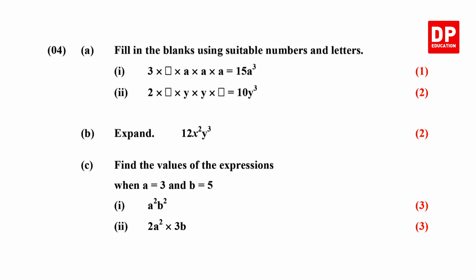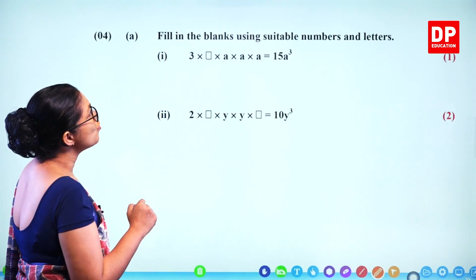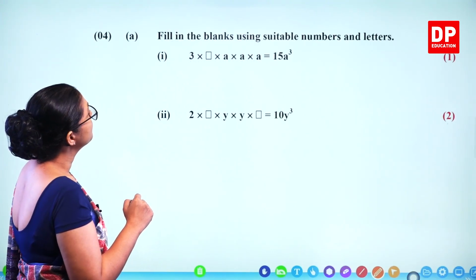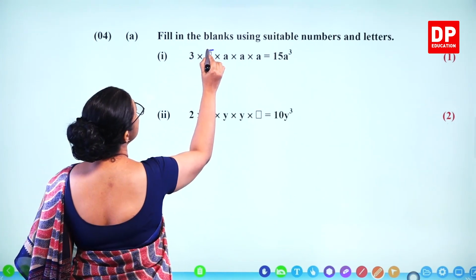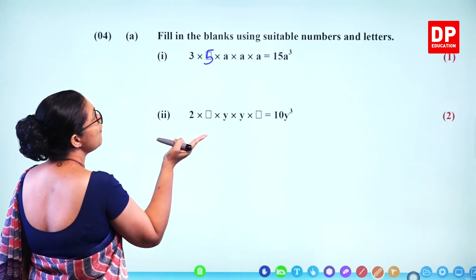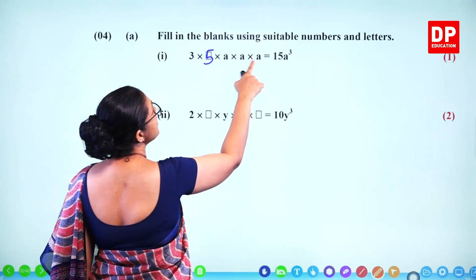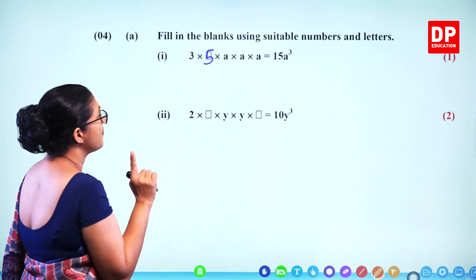Question number 4. Fill in the blanks using suitable numbers and letters. Multiplication is 15. So 3 is there. So definitely this should be 5. 3 times 5, 15. And see how many A's? 3 A's are there. So that's correct.